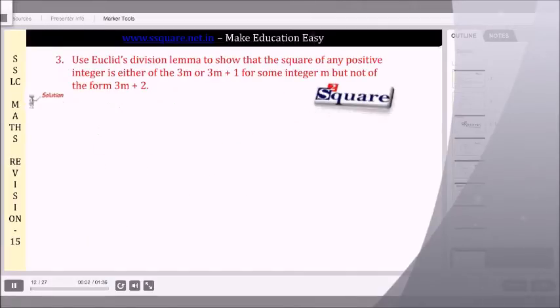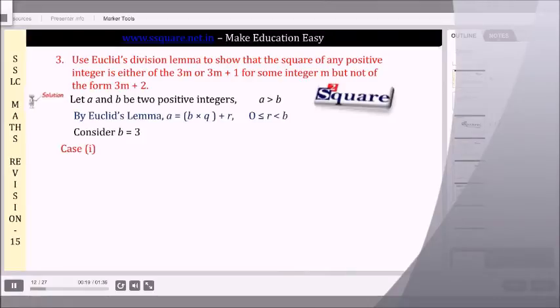So next problem, use Euclid's division lemma to show that the square of any positive integer is either of the form 3m or 3m plus 1 for some integer m but not of the form 3m plus 2. So let A and B be two positive integers. Euclid's division lemma is A is equal to B into Q plus R. So consider B is equal to 3.